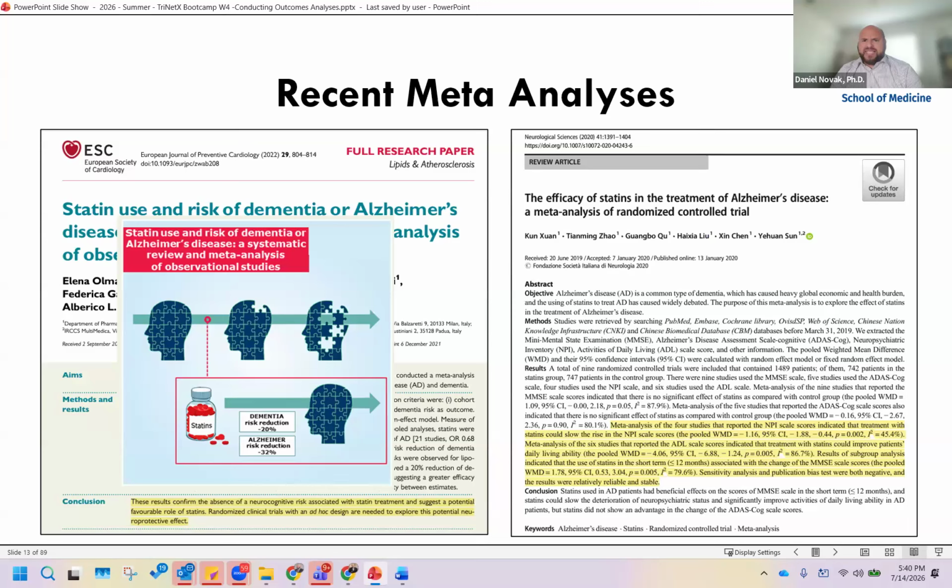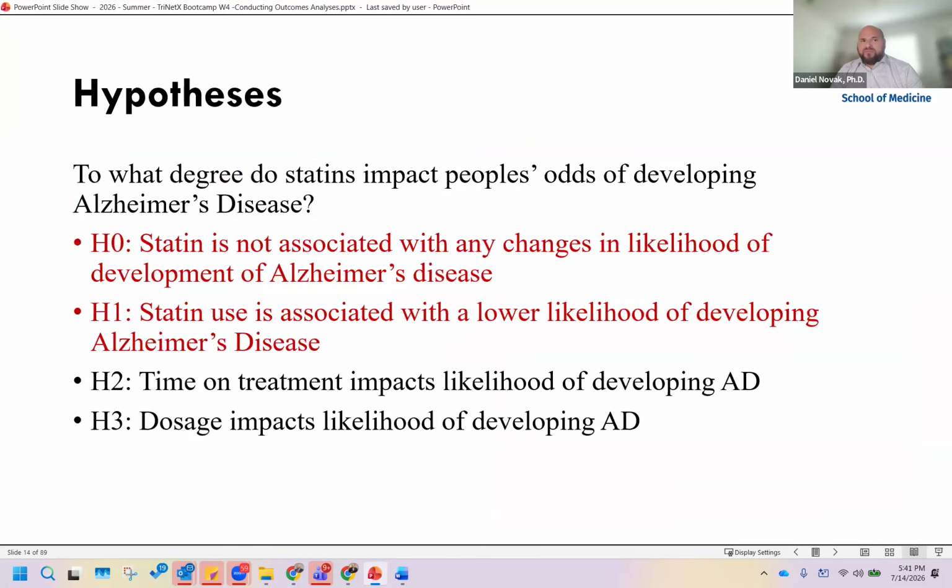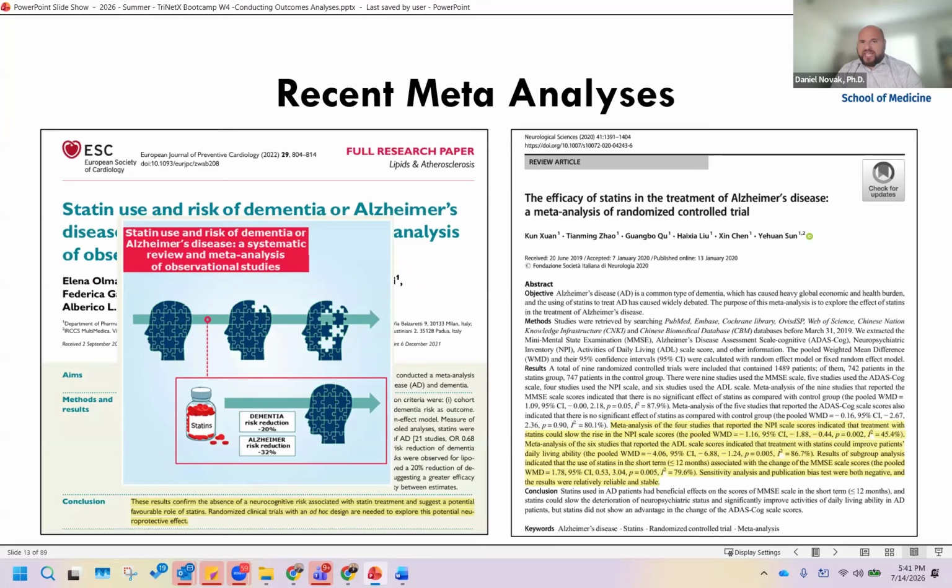And the efficacy of statins in the treatment of Alzheimer's disease. In this one, the one on the left is a meta-analysis of observational studies. The one on the right is a meta-analysis of randomized control trials. However, the randomized control trials found no difference in Alzheimer's outcomes between people on statins versus not. However, there are a lot of methodological reasons that could be the case, due, for example, to the fact that in randomized control trials, Alzheimer's typically isn't one of the endpoint studies.